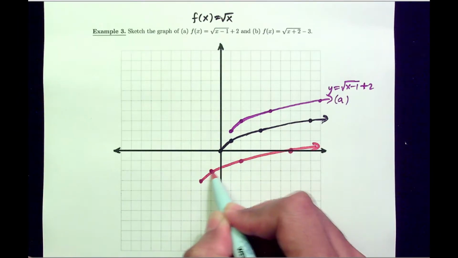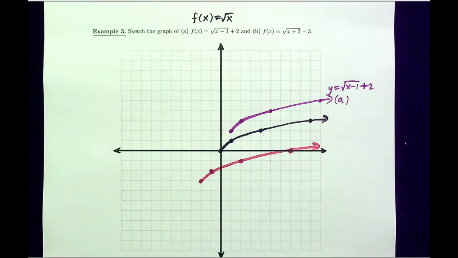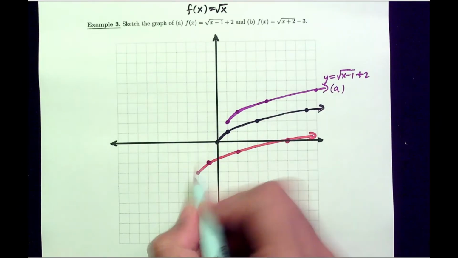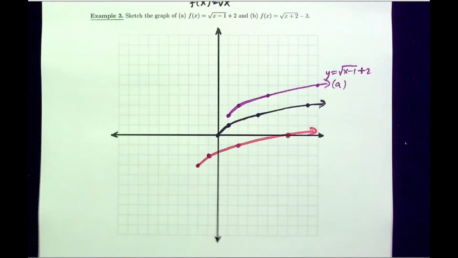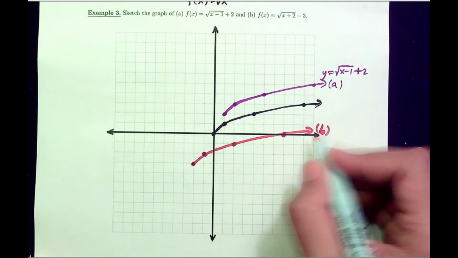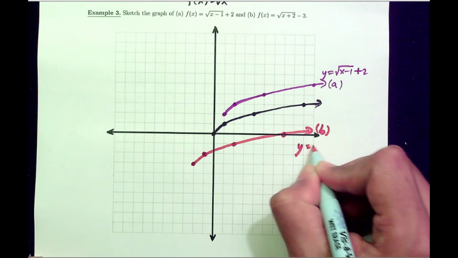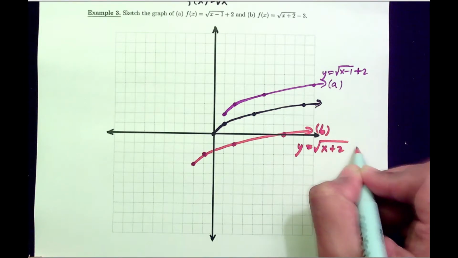And there's the graph. Again, it's a sketch because I'm not that good with curves. But okay, I cannot use my ruler for that. All right, that's it. That would be the graph of b. In other words, it is the graph of y equals square root of x plus 2 minus 3.